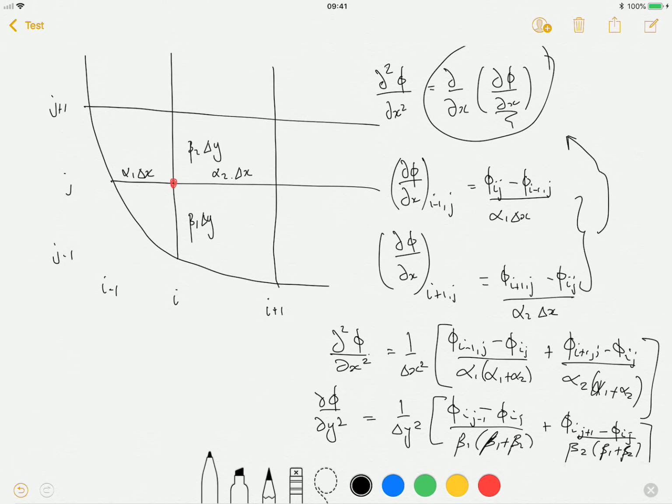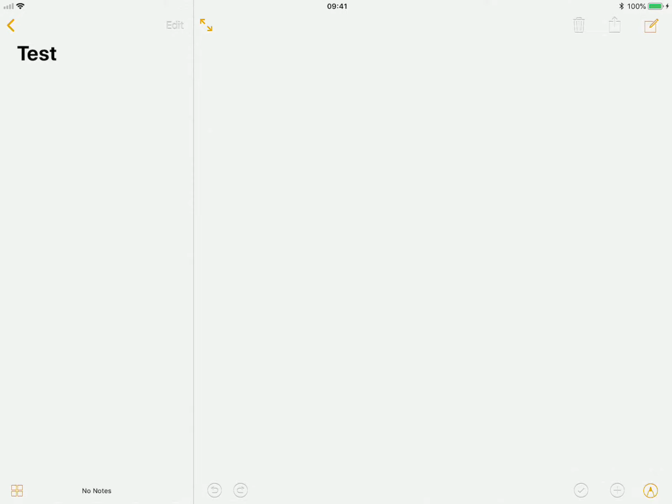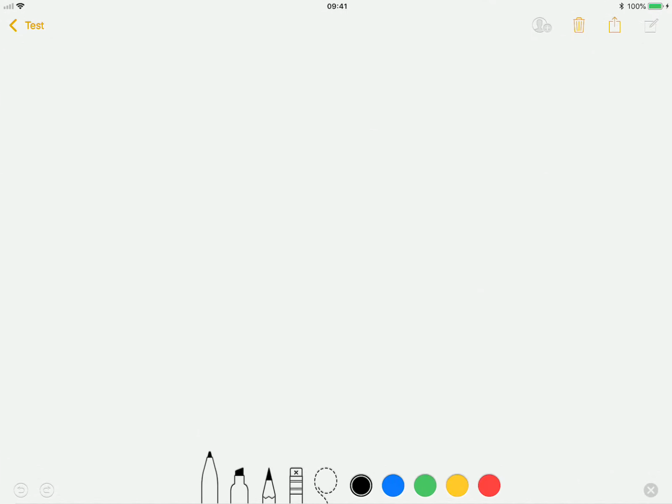Okay, so now we've looked at the Dirichlet boundary condition, and we can use those previous terms to update our Laplace operator for nodes adjacent to the irregular boundary. And just to note that we could also apply this for derivative boundary conditions.